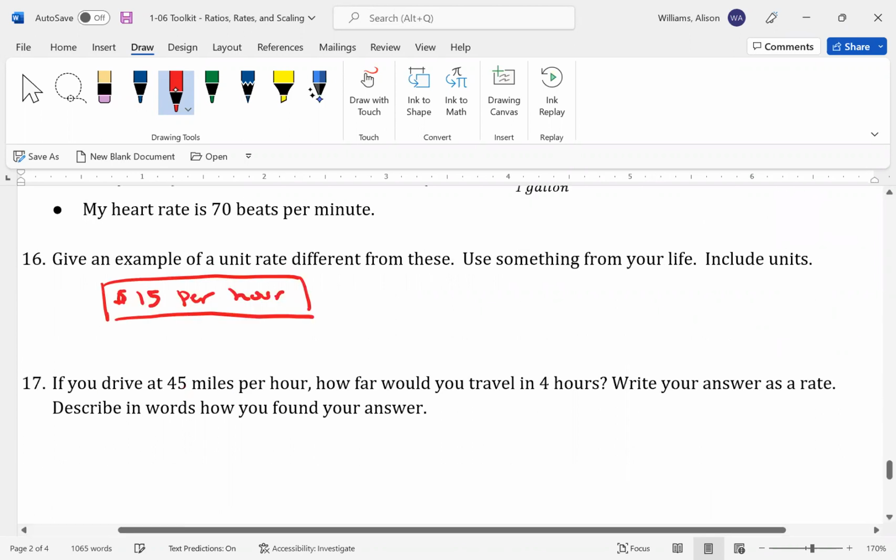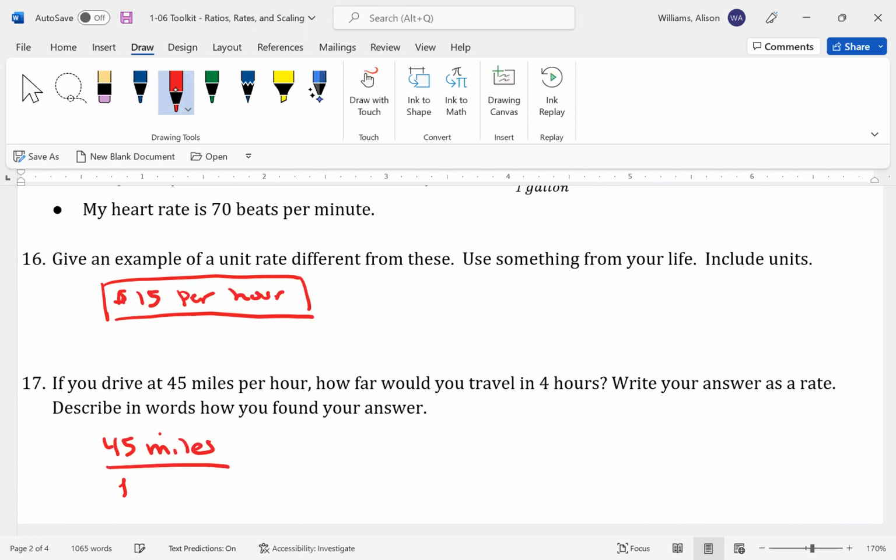But there you go. That's how we could do. Okay, if you travel 45 miles per hour, how far will you travel in 4 hours? Write your answer as a rate. Describe in words how you found your answer. Okay, so 45 miles per hour. So 45 miles per 1 hour, and we'd like to travel for 4 hours. So we're scaling the denominator, making it a 4. So we're multiplying top and bottom by 4. Grabbing my calculator, and I believe they did this earlier in that example of scaling. They did 180 miles for 4 hours.